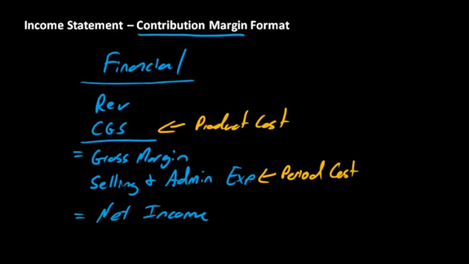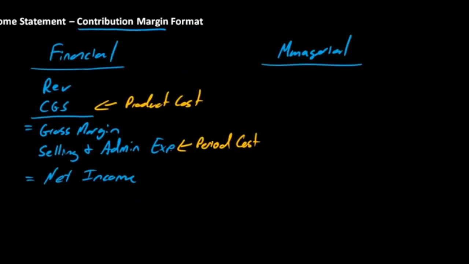Well, in managerial accounting, we're really not as interested in differentiating between product and period cost. We're really more interested in differentiating between variable cost and fixed cost. And so we're going to organize our income statement this way. And remember, in managerial accounting, there are no rules. You can organize it however you want to organize it. In financial accounting, we had to follow some basic structure though. In managerial accounting, we can organize the income statement in any way we like. And a way that managers often organize it is this contribution margin format.